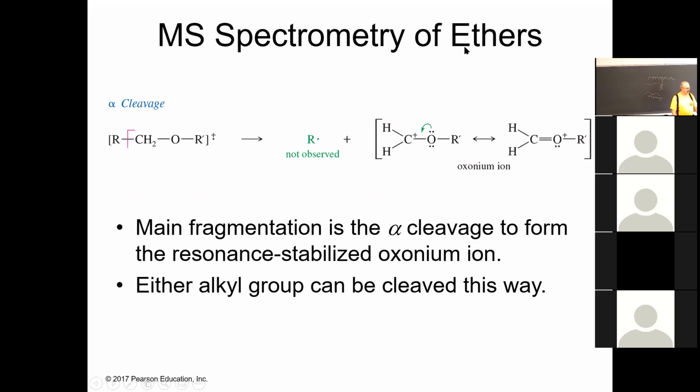For ethers, there are two principal modes of cleavage. One is what is called alpha cleavage, where we start from the oxygen. Between the first and second carbons, it breaks apart. We get an R free radical, which is not observed. The detector is only detecting cations. And we have this oxonium ion, which is resonance stabilized. So we would expect this to be an abundant ion.